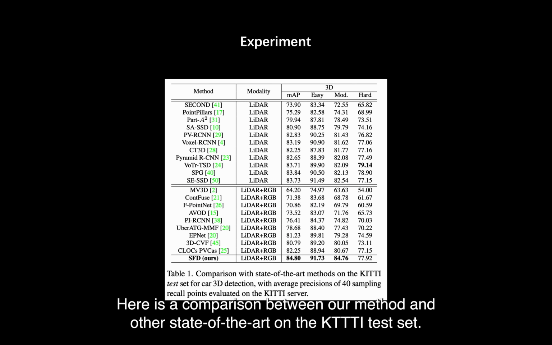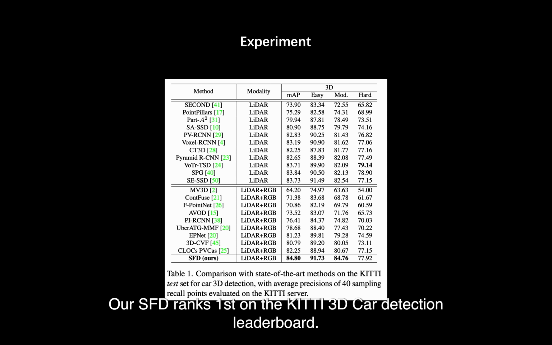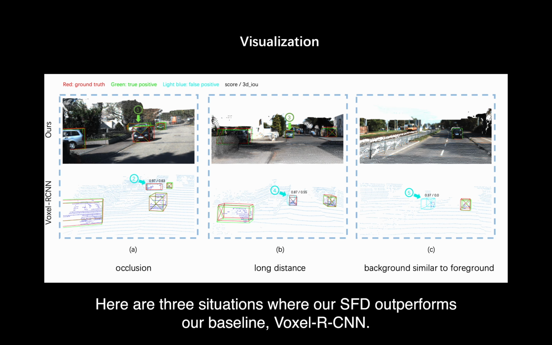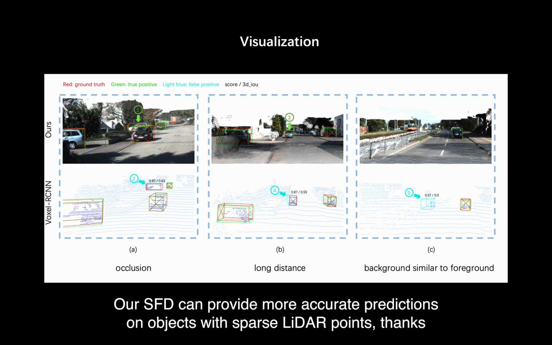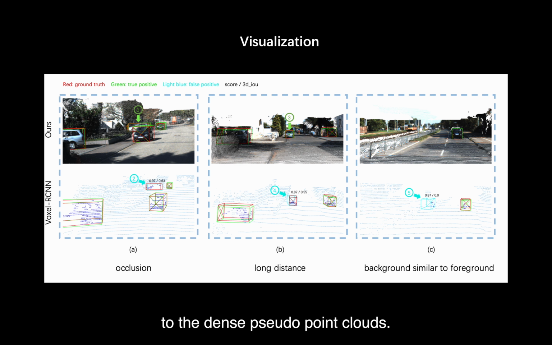Here is a comparison between our method and other state-of-the-art methods on the KITTI test set. Our SFD ranks first on the KITTI 3D car detection leaderboard. Here are 3 situations where our SFD outperforms our baseline Voxel RCNN. Our SFD can provide more accurate predictions on objects with sparse LiDAR points thanks to the dense pseudo-point cloud.